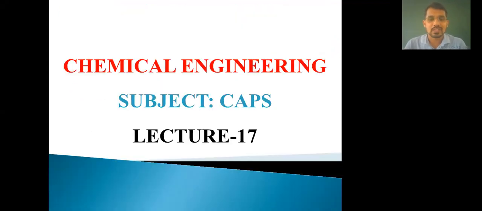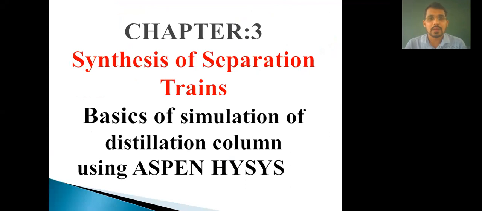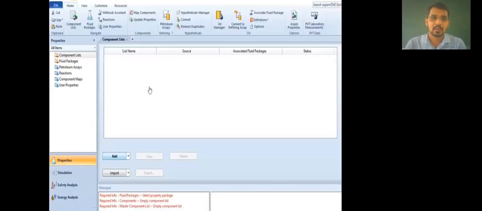So this is lecture number 17. We'll continue with chapter number 3, where I will teach you about the basics of simulation. What is the meaning of simulation? Simulation means we are forming a replica of the process flow diagram on the computer. This is nothing but one type of automation of a distillation column. So now we will see the simulation of a distillation column using software named SPIN-ISYS.